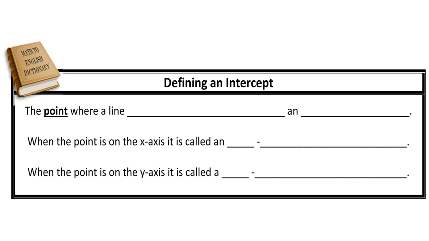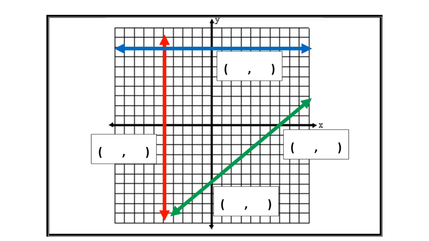An intercept is a very specific type of point. It's the point where a line intersects an axis. This is the point where a line crosses the x or y-axis. When the point is on the x-axis, it's called an x-intercept. When the point is on the y-axis, it's called a y-intercept. Let's observe these x and y intercepts to find any trends in how their ordered pairs are organized.